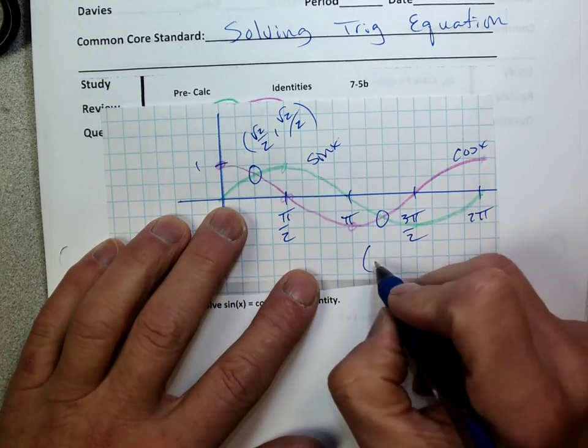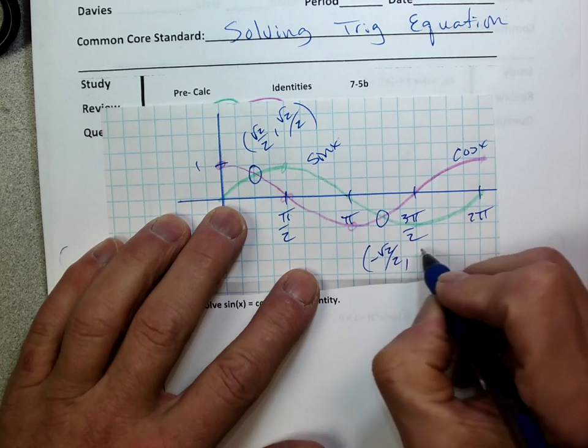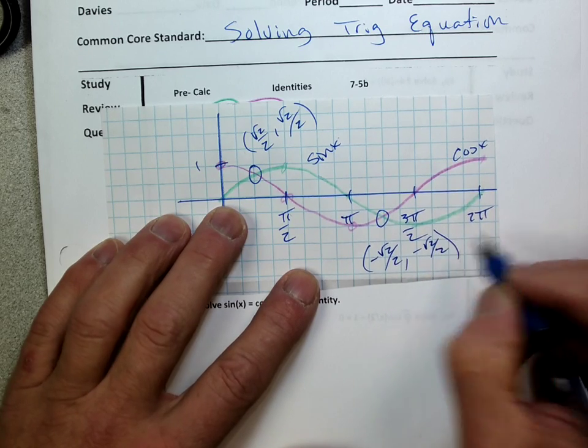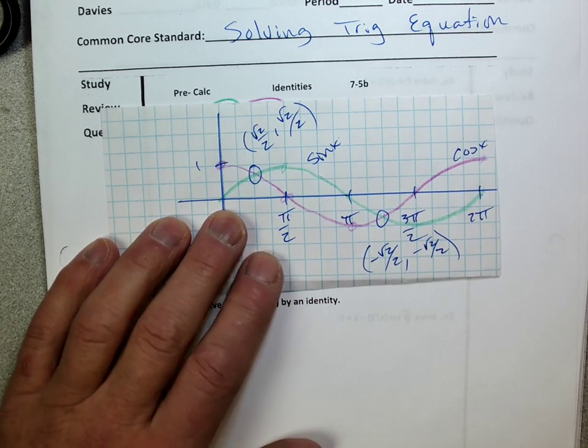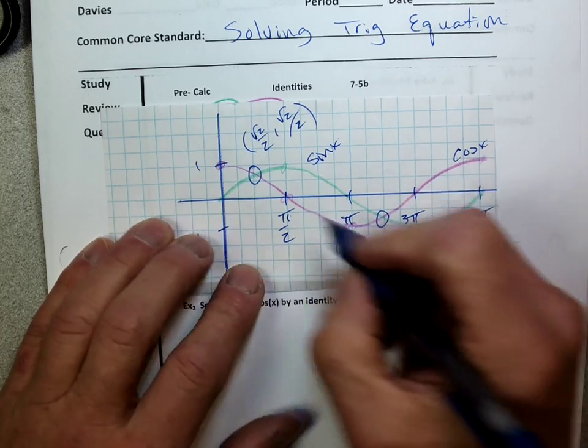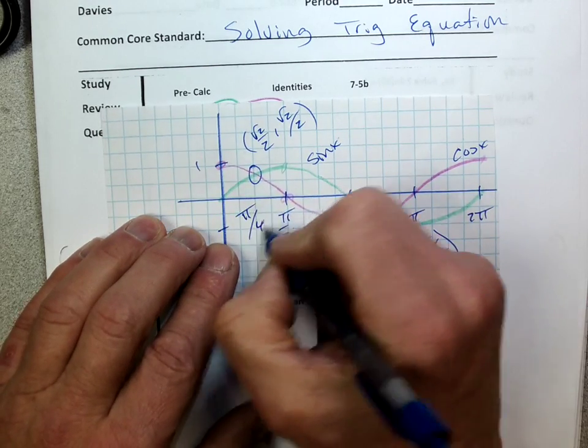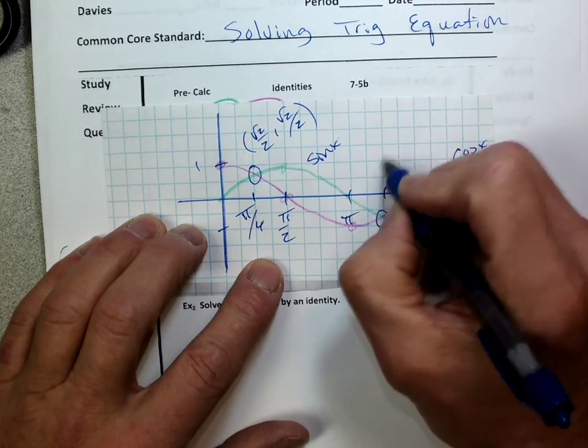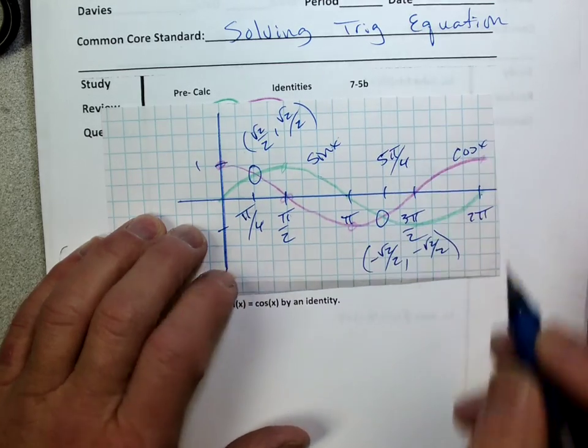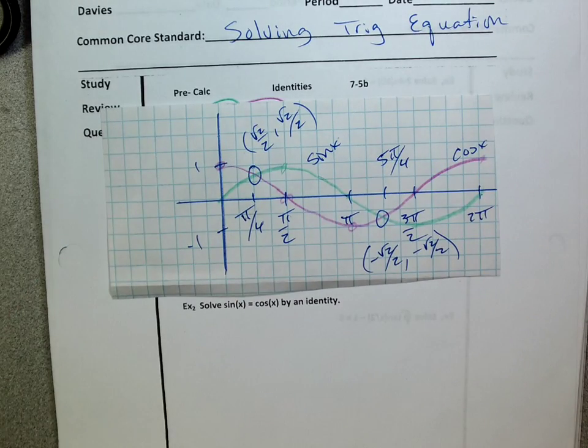And down here, you see a negative square root of 2 over 2, comma negative square root of 2 over 2 from the unit circle, right? And that happens at 5 pi fourths. So your two values are at pi fourths and at 5 pi fourths, okay? That's where they're going to be equal, okay? That's one method to finding out where these things are equal, okay?